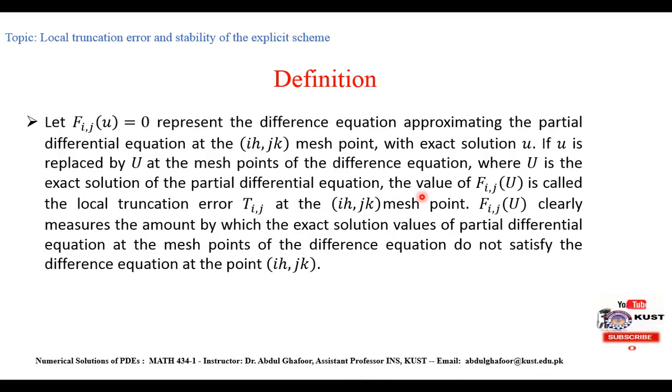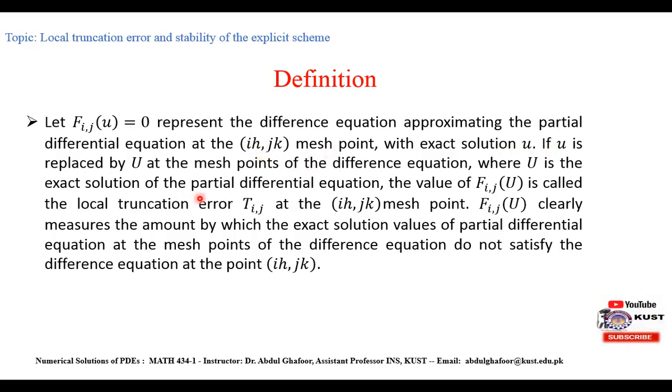Definition of the local truncation error. Let Fij of u equal to 0 represent the difference equation approximating the partial differential equation at the mesh point (ih, jk) with exact solution u. Remember, this small u is the exact solution of the difference equation, and the mesh point (ih, jk) can also be represented as just ij or xi and tj.